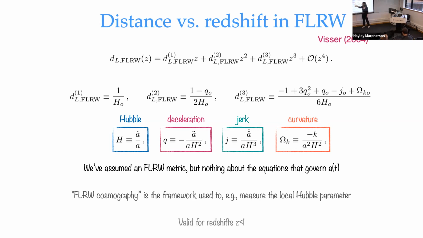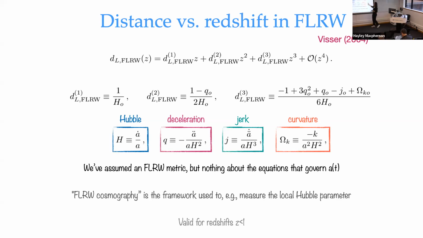Our deceleration parameter is related to the second derivative of the scales in the universe. This tells us how length scales are accelerating over time. Jerk is the third derivative, and the curvature is related to this constant K, which I introduced before, which tells us about the spatial curvature of our FLRW universe.